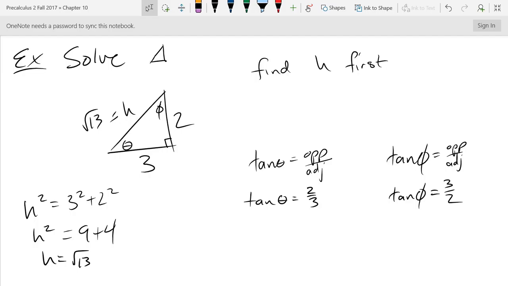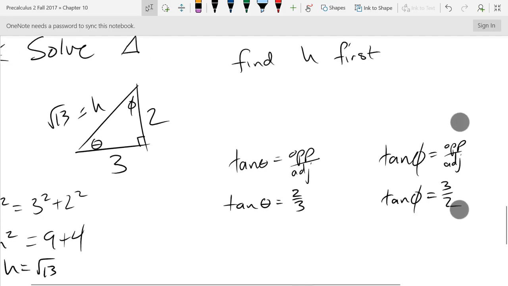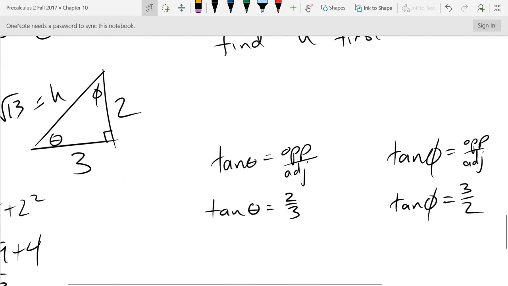So hypotenuse is just Pythagorean theorem. Nothing too crazy there. Find the two angles. To set them up isn't too bad. You just have tangent is opposite over adjacent, and you have to just be a little bit careful about which is opposite and which is adjacent. So when I go for theta, my opposite is 2, adjacent is 3. And when I go for phi, they trade places. So my adjacent is 2 and my opposite is 3.